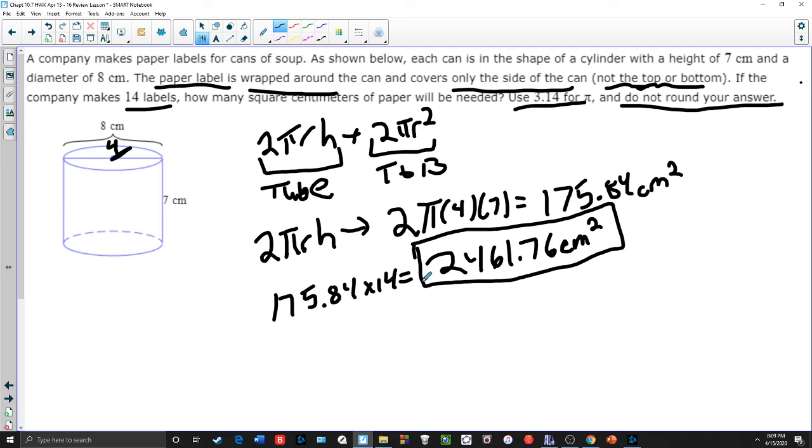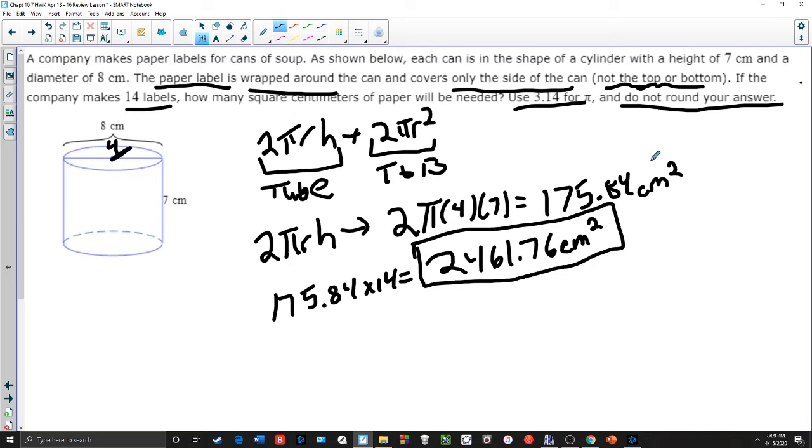So when you have word problems, always make sure you're actually answering the question, because once again, they'll throw that little extra bit at the end where you have to multiply by 14 or multiply by 5 or something, because they want it for 6 or 7 or 8 cans rather than just one. So make sure you read the questions carefully so you know whether you're using the top, the bottom, the side, or everything. If they want to label every part of the can, top, bottom, and side, then I would use the entire formula.